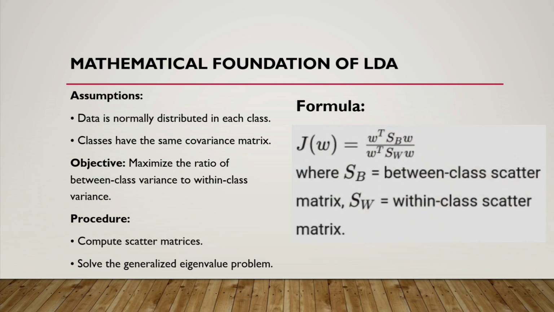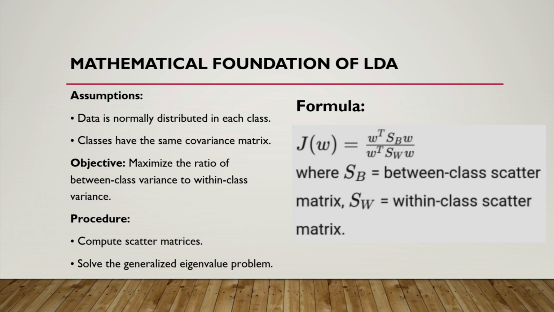Now let's dive into the mathematics behind LDA. The central idea of LDA is to find a projection that maximizes the between-class scatter while minimizing the within-class scatter. We have a set of data points, each belonging to one of several classes. LDA finds a projection or linear combination of the features that maximizes the distances between the mean of each class while minimizing the variance within each class.